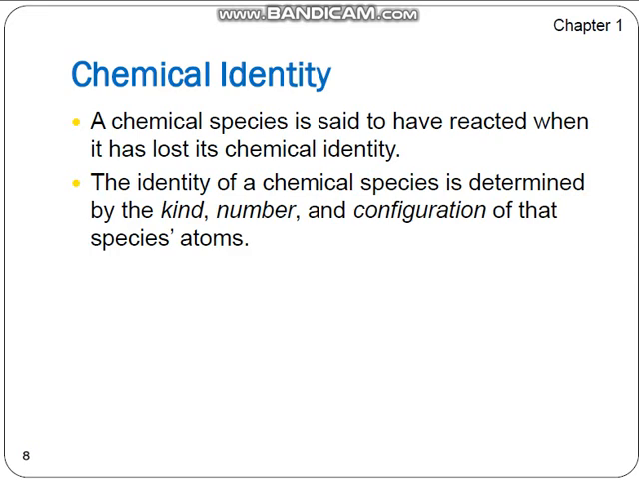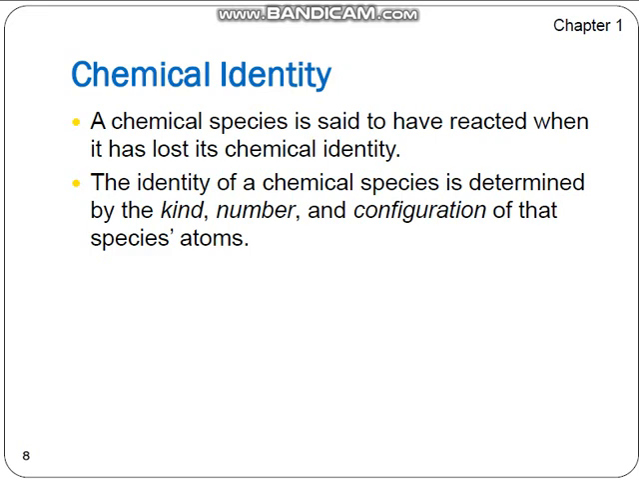So the first concept that is very important before we jump into a chemical reaction is chemical identity. Now, a chemical species is said to have reacted if it has lost its chemical identity. The identity of a chemical species is determined by the kind, number, and configuration of the species of atoms.